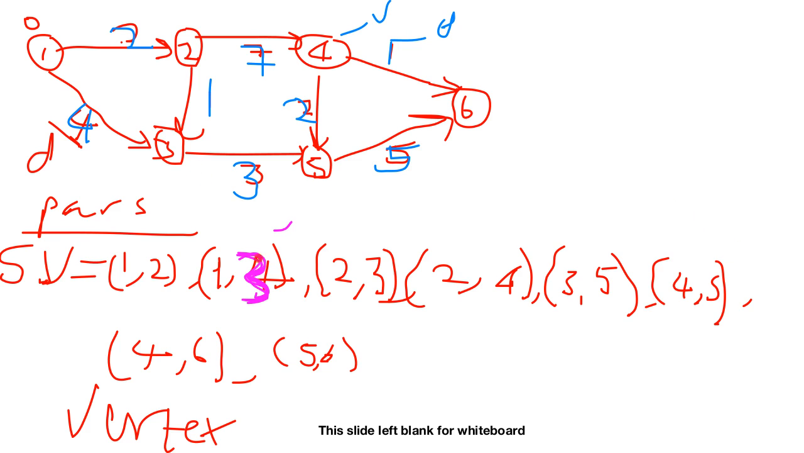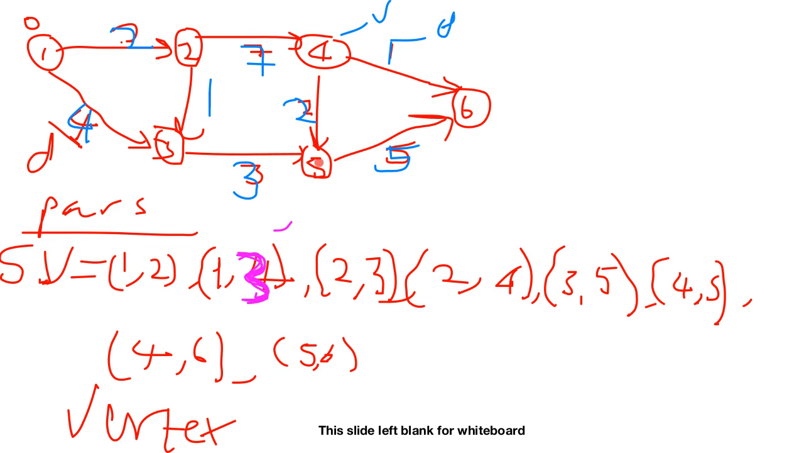We have 1, 2, 3. 1, 3. Then we have 2, 4, which is given. Then we have 2, 3, which is given. 3, 5 is given. Then 4, 5 is given. Then we have 4, 6 and 5, 6. I think that is okay now.